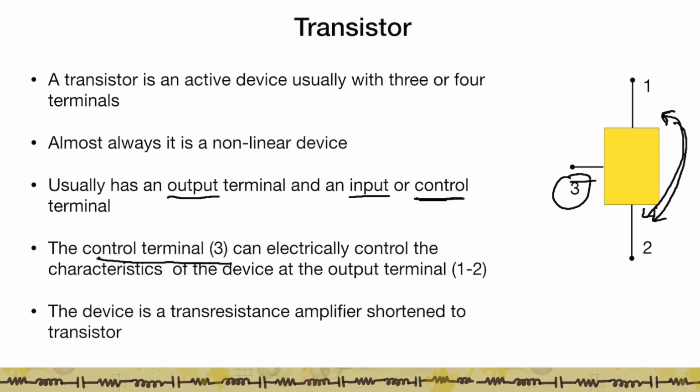So this device is known as a transresistance amplifier. What does that mean? That means that the resistance of this path, the path between 1 and 2, is controlled by this terminal. So it is able to transform the resistance between 1 and 2. So this transresistance amplifier was later coined down to a transistor.